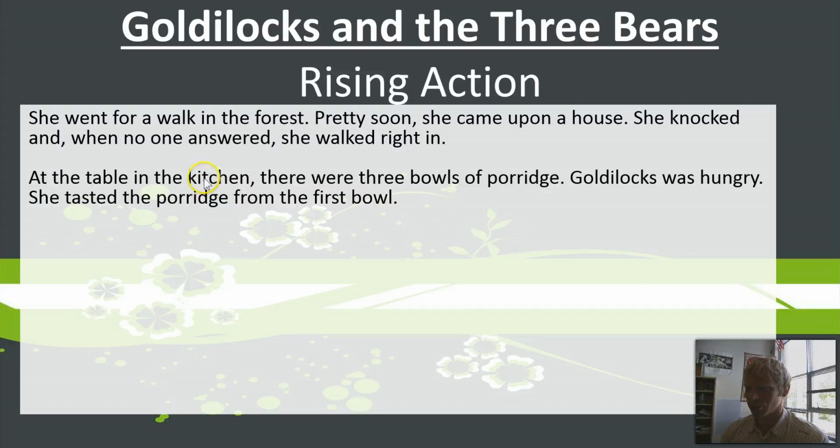At the table in the kitchen, there were 3 bowls of porridge. Okay. Goldilocks was hungry. She tasted the porridge from the first bowl. That's disgusting. Someone else's food is sitting on the table, and Goldilocks walks up to it. And the text tells us she's hungry. Okay, I'm hungry too. It doesn't mean if you're eating a candy bar, I'm just going to walk up to you and be like, "Arr," and just eat your candy bar. That's crazy. That's a thing a crazy person does. She just digs into some stranger's porridge.